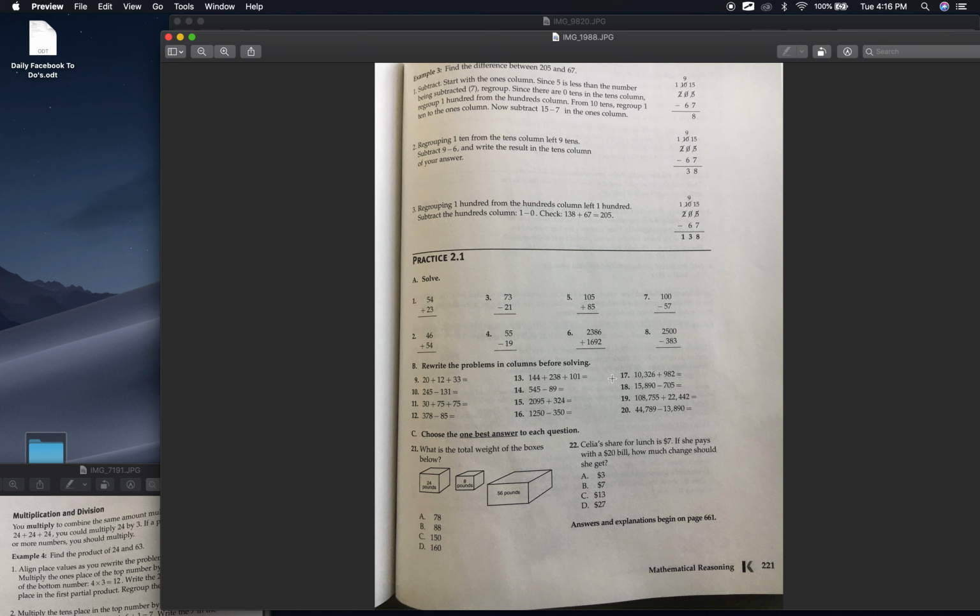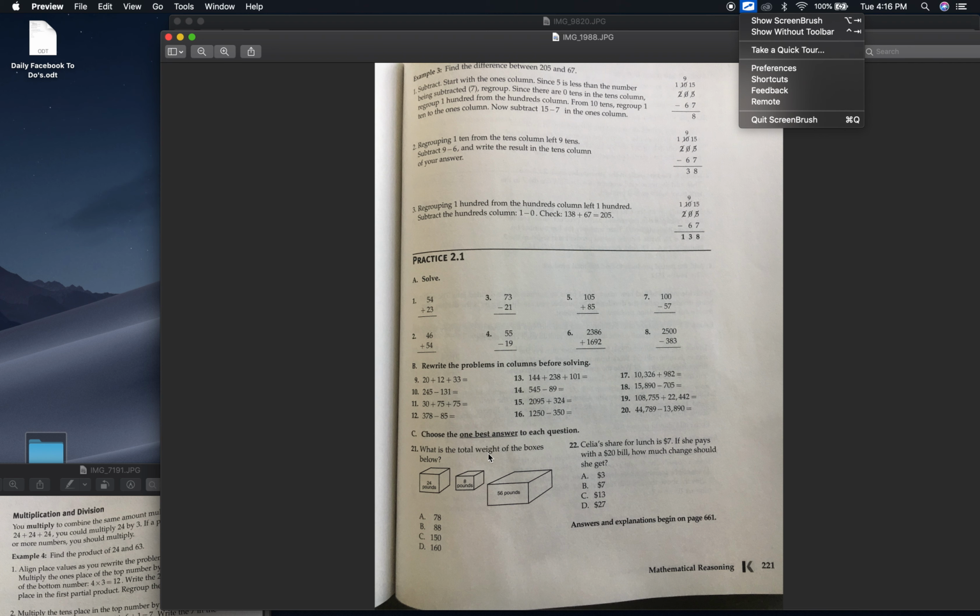And that's that, so that you can actually work out the problem, because you can't work it out like this. You can't do the whole regrouping and borrowing. You could probably do it mentally, but why go through all that? Okay, choose the best answer to each question.